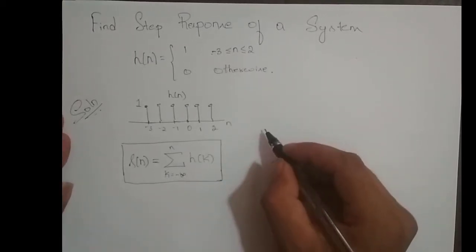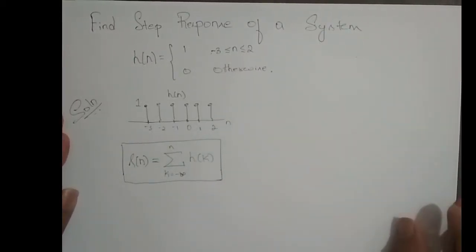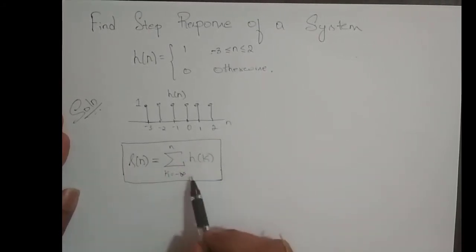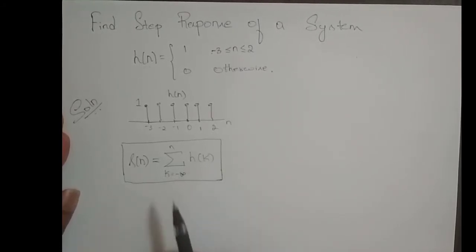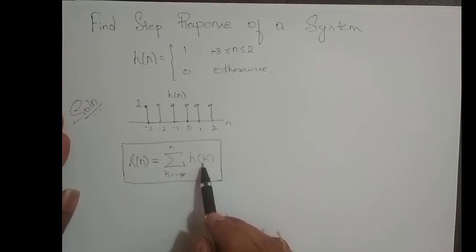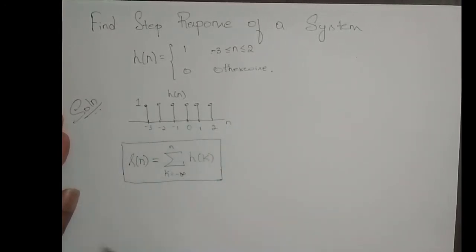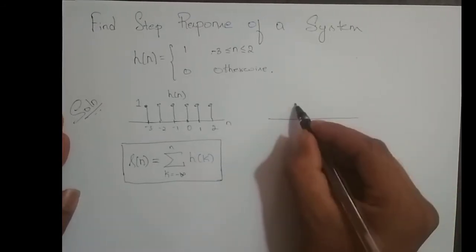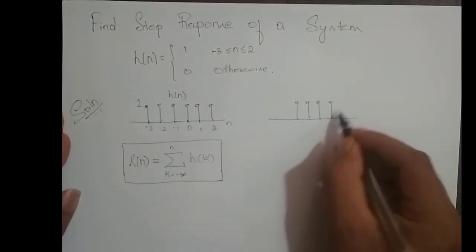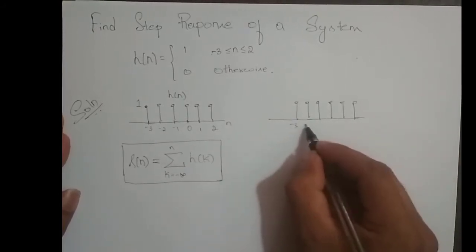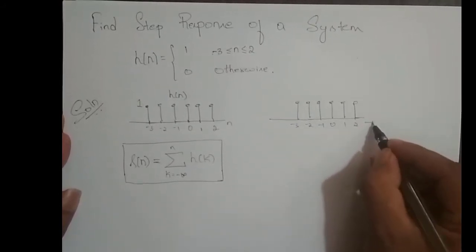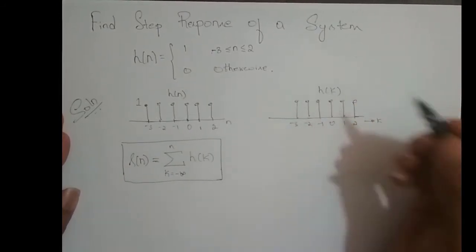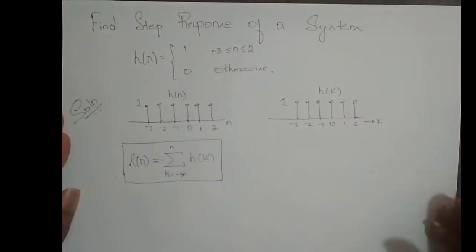Now, in the equation we have the impulse response in terms of k. The independent variable is k. So what do we do? The way we did in convolution sum problems, we are going to change the independent variable of h of n to k. So instead of writing in terms of h of n, we will write it in terms of h of k. Let me plot again just by changing the independent variable. So -3, -2, -1, 0, 1, 2. Now this is k and this is h of k and its amplitude is 1. I just changed the independent variable to k.